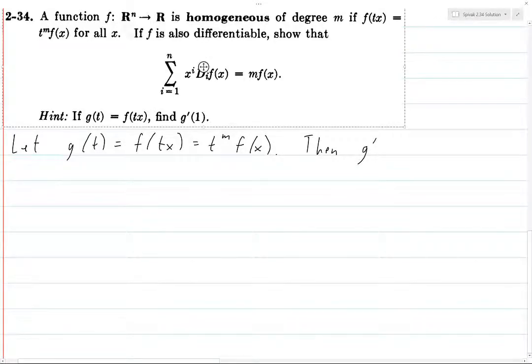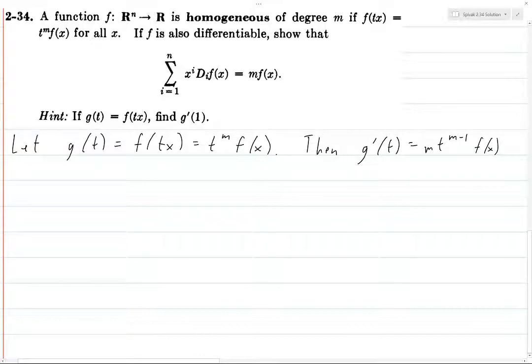g prime of t is, well, we take the derivative and f of x is just a constant, so we bring down the m, t to the m minus 1, f of x. So g prime of 1 equals m times f of x. And we look at the right hand side and that's exactly what we have. So yeah, this is looking promising.